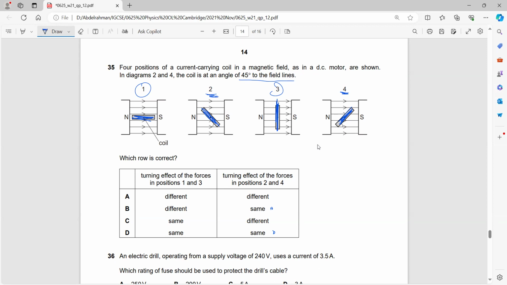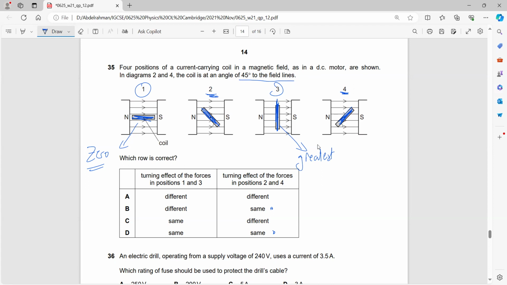Coil 3 would actually, you don't actually need to know this, but coil 3 would experience the greatest turning effect. Why? Because it's perpendicular to the magnetic field. Coil 1 would actually experience zero turning effect. It would not rotate, it would not move at all at this position. Why? Because it is parallel to the magnetic field.